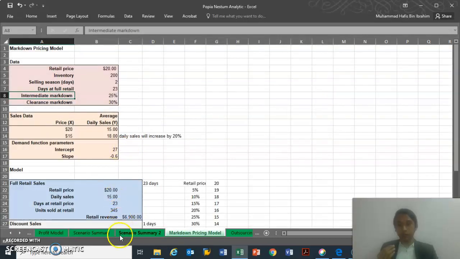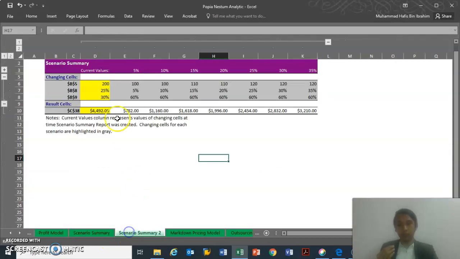I also tested my inventory here. If I change my inventory from 200 to 100, 110 or 120, my profit will be reduced. So I have to stick with my plan, which is 200 units of inventory. No need to change.